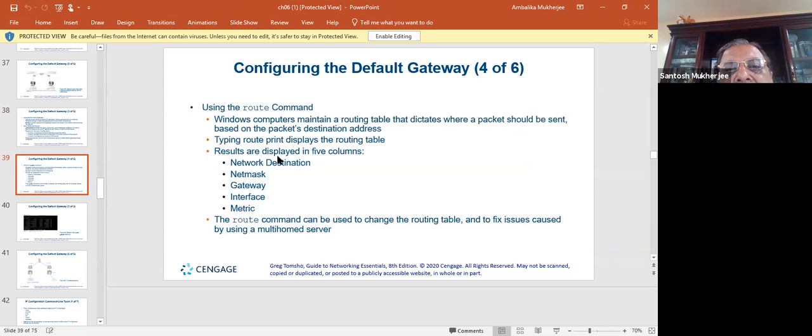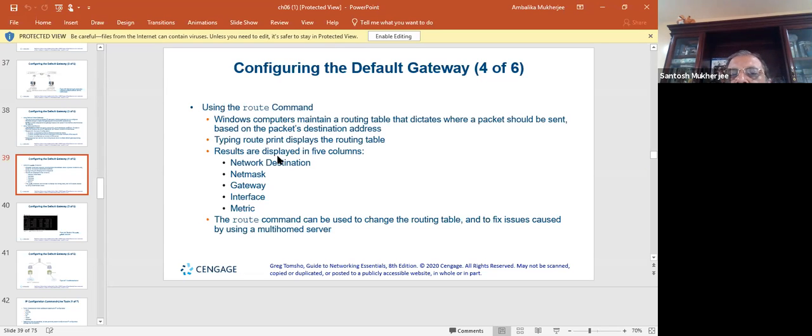Using the route command, Windows computers maintain a routing table that indicates where the packet should be sent, based on the packet's destination address. Typing route print displays the routing table. Results are displayed in 5 columns: network destination, network mask, gateway, interface, and metric.